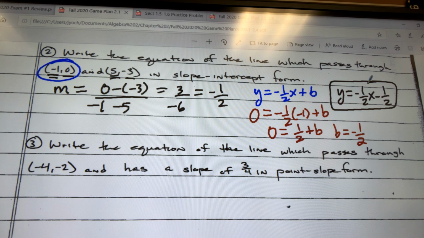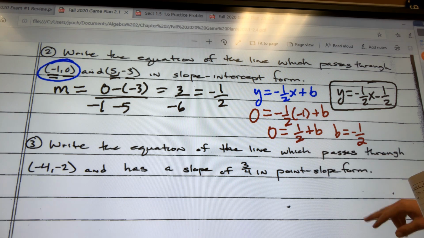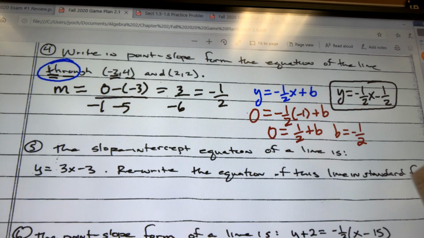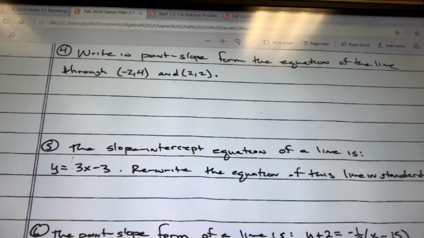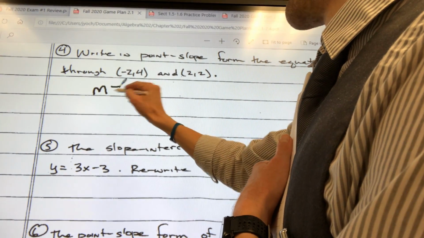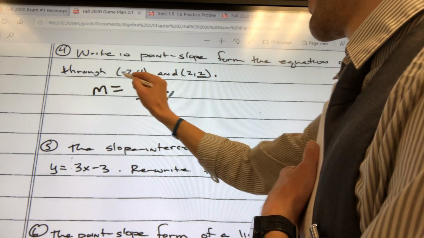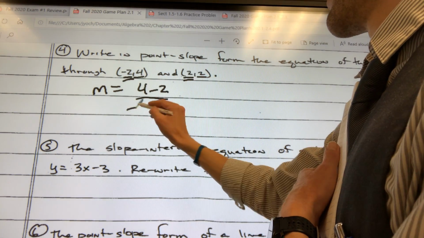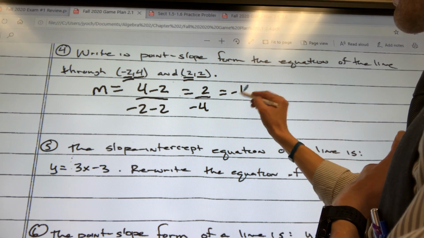All right, number 4, point slope form. Talk about 4 here in a second. Write in point slope form the equation of the line through those 2 points. Point slope form says find the slope first. 4 minus 2, bigger y minus a smaller y, all over negative 2 minus 2. 2 over negative 4 is a negative 1/2.